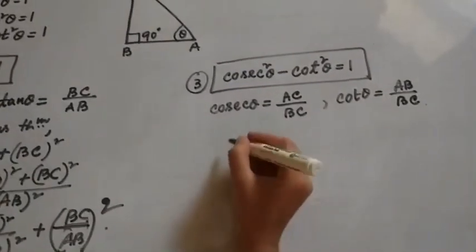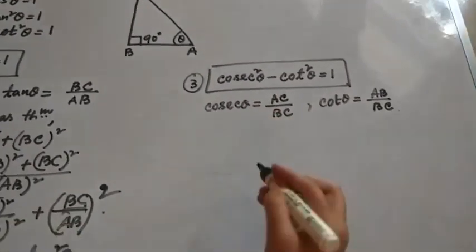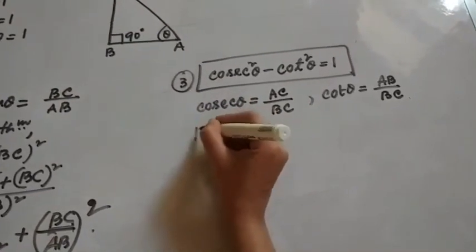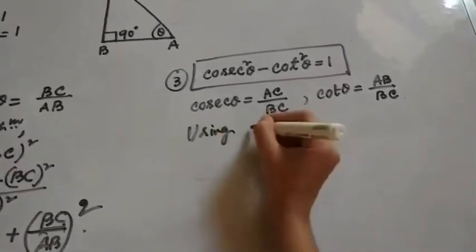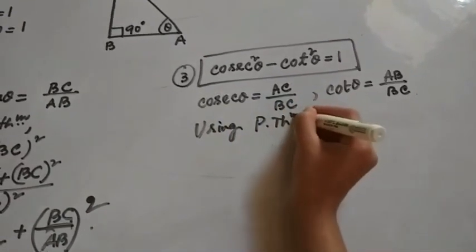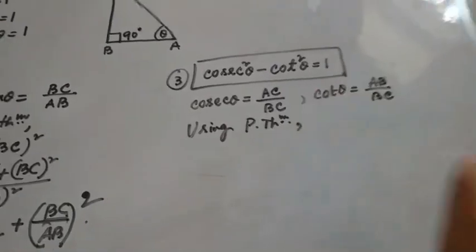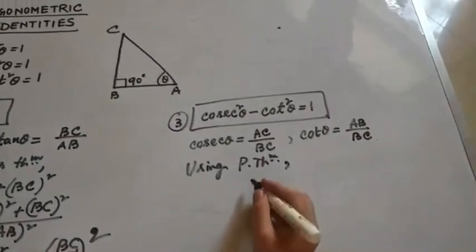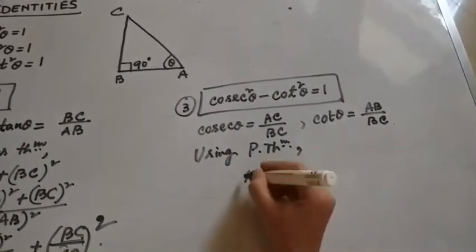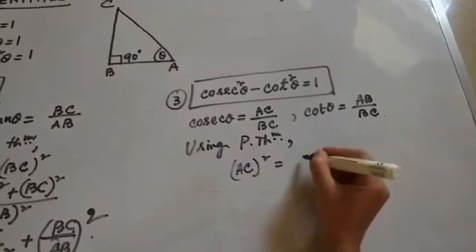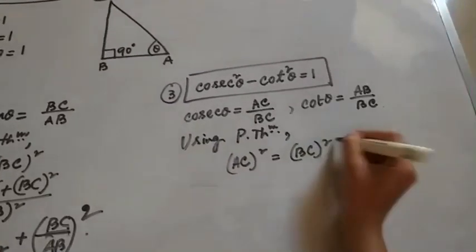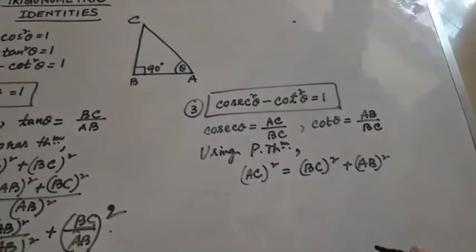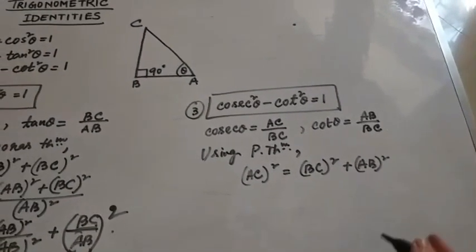Now again we have to use the Pythagoras theorem, so I am not writing the whole thing. Using Pythagoras theorem, we have to write down that AC square equals BC square plus AB square. Hypotenuse square equals perpendicular square plus base square.